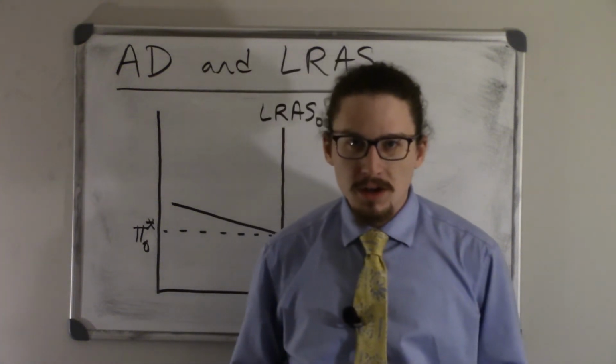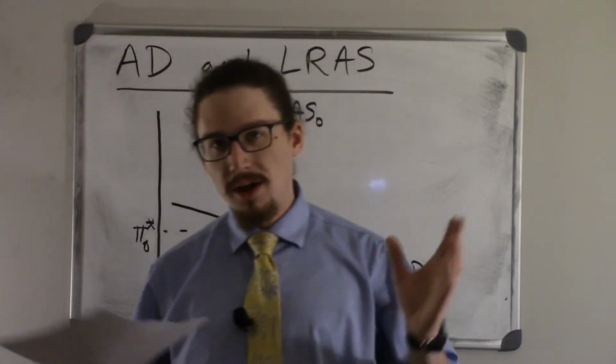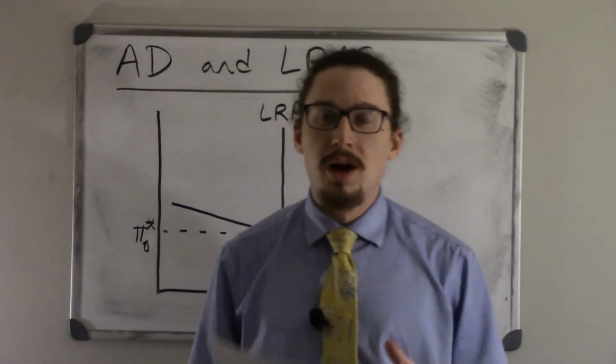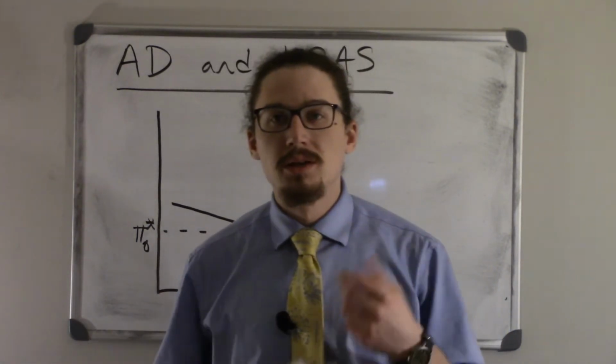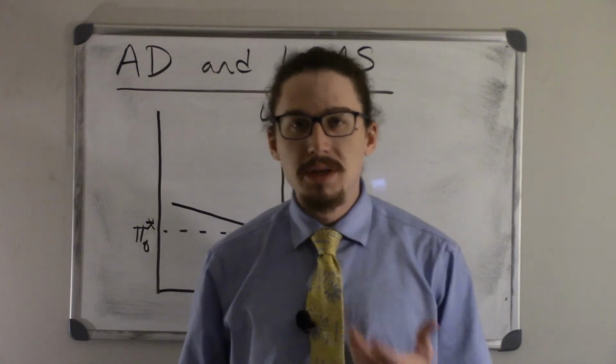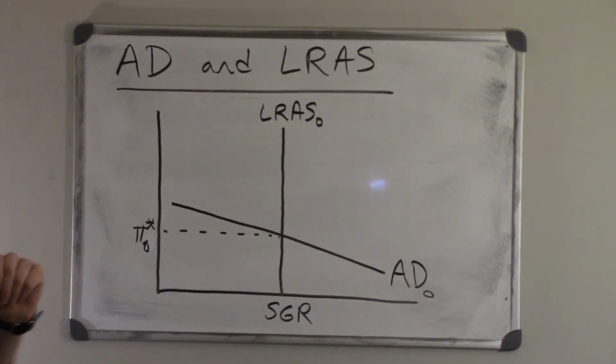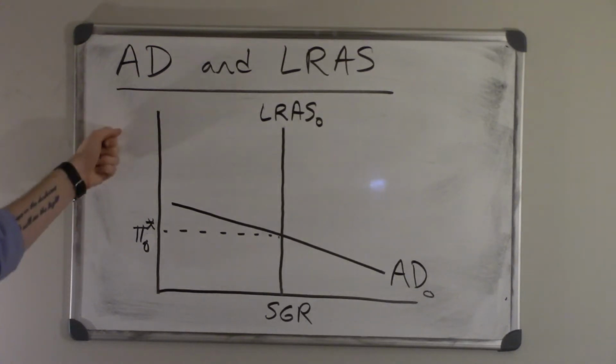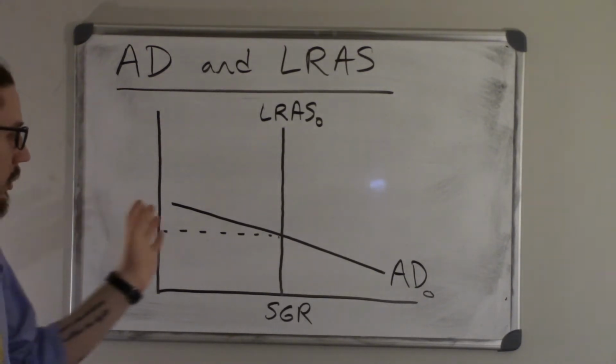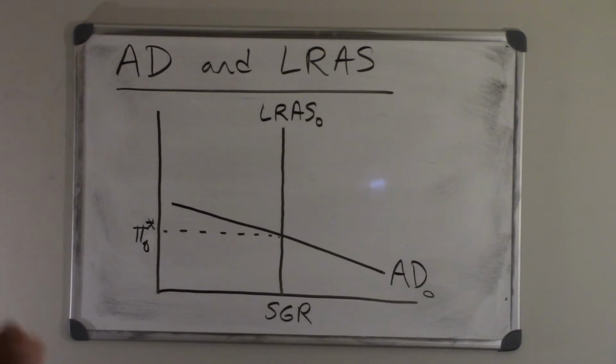In this video, we are getting closer to having a full model for our aggregate supply, aggregate demand, so that we can look at our business cycle. Now we've actually put some of the curves together. So in this video, we're going to be looking at aggregate demand and long-run aggregate supply together.